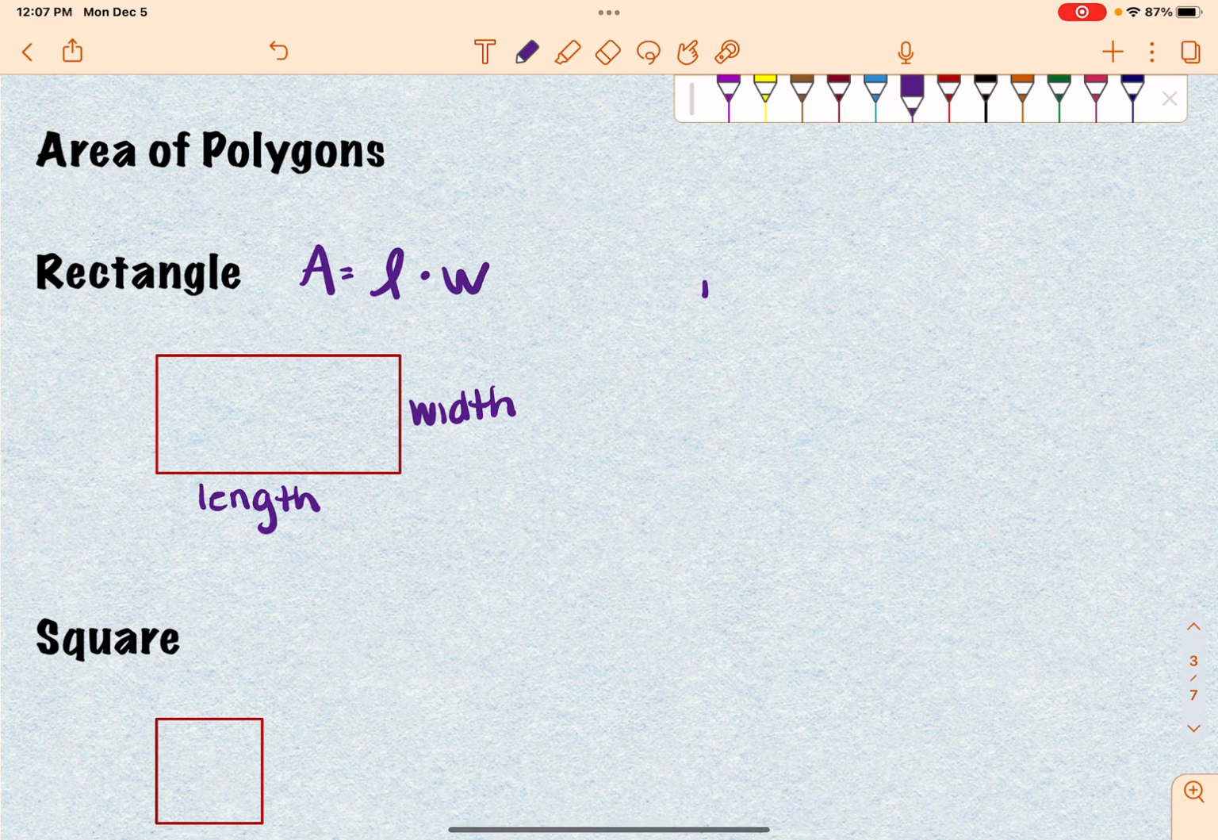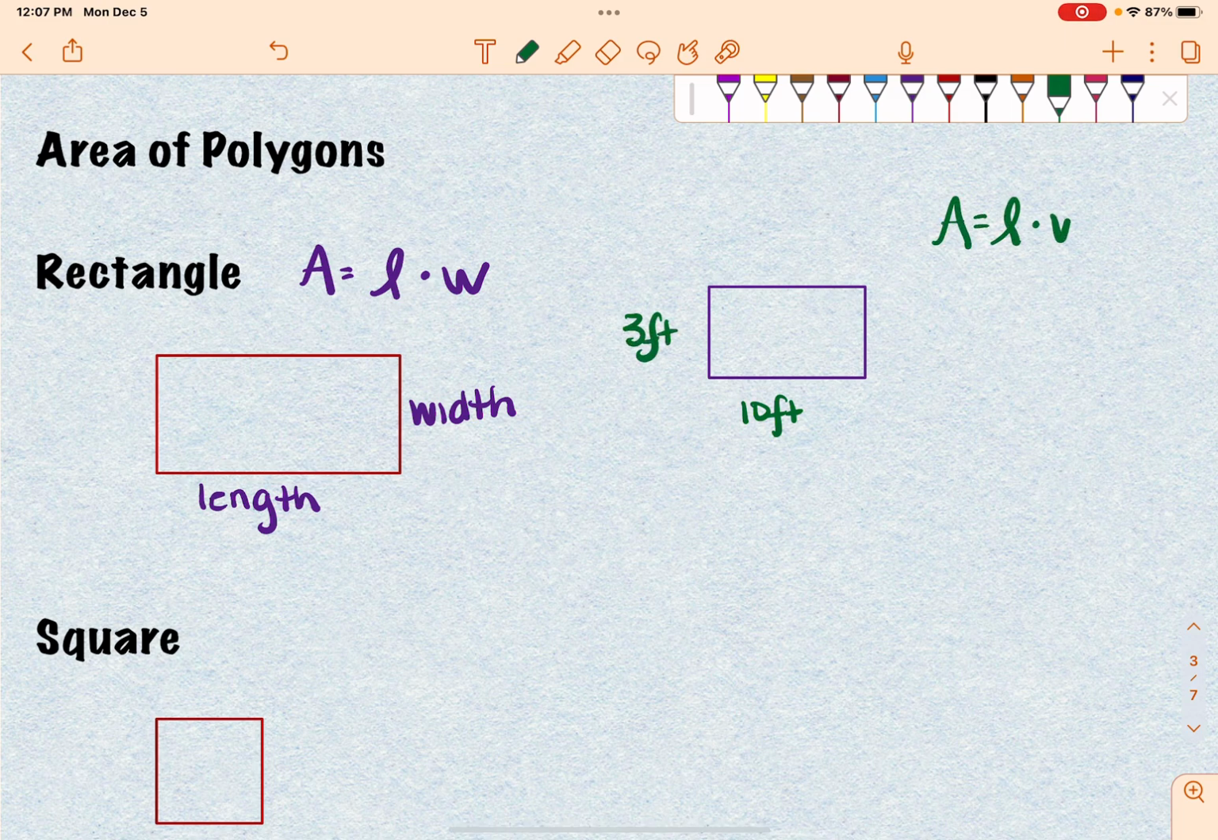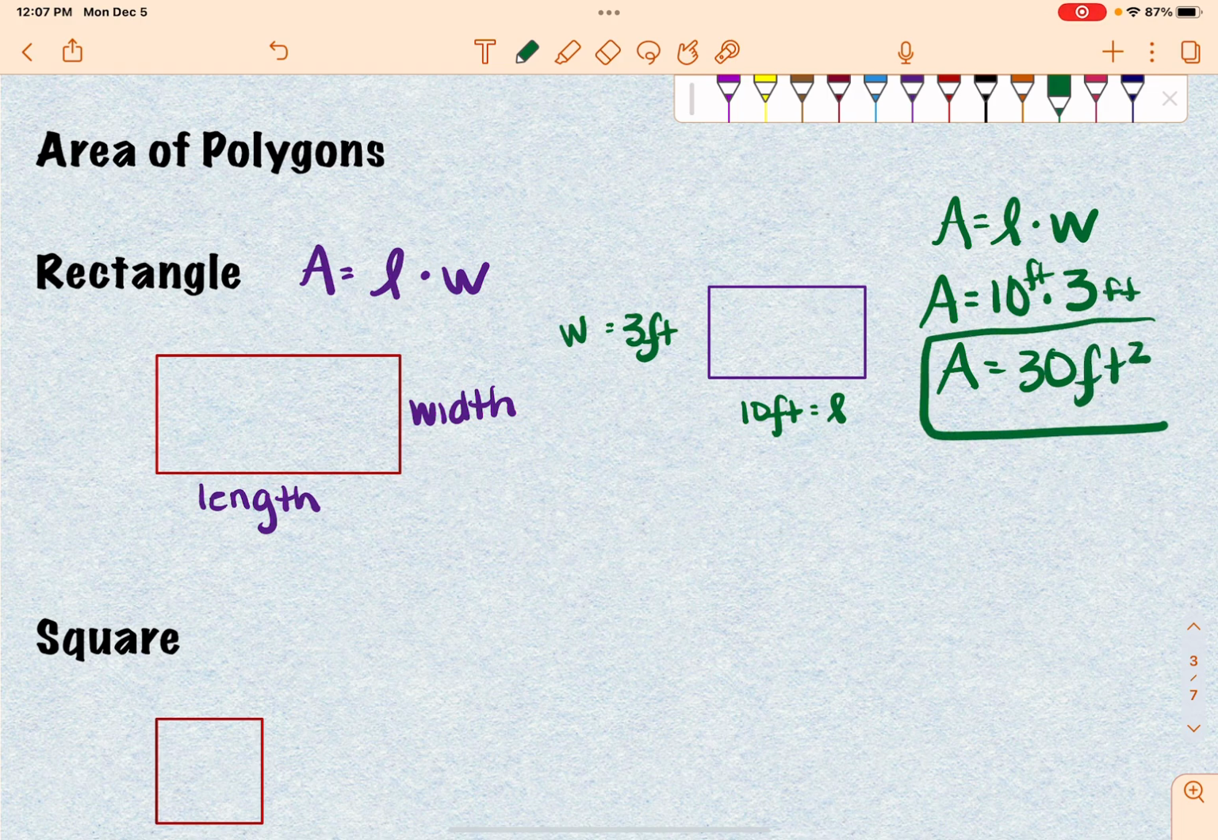So let me give you an example of one. Let me draw a little rectangle here. Let's say this is 10 feet and this is 3 feet. So for the area, I'm going to do length times width. So this would be my length and this would be my width. So 10 times 3 would be 30. And because it's feet times feet, it's going to be feet squared for the answer.